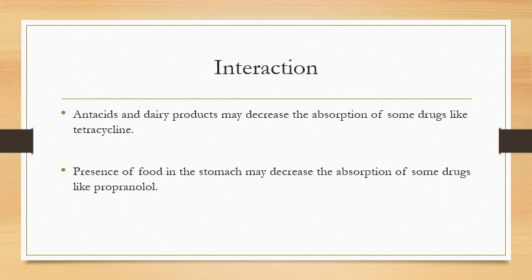Interaction. Interaction could be with drugs or with the diet or food or dairy products. Like antacids and dairy products may decrease the absorption of some drugs like tetracyclines, while the presence of food in the stomach may decrease the absorption of some drugs like propranolol. Sometimes carbohydrate or protein-rich foods also interact with the drug, so you need to keep in mind that interaction is one of the factors that can affect the dose or action of the drug.